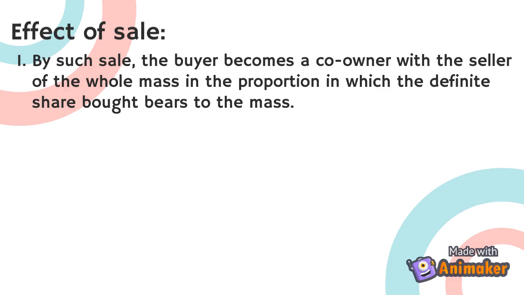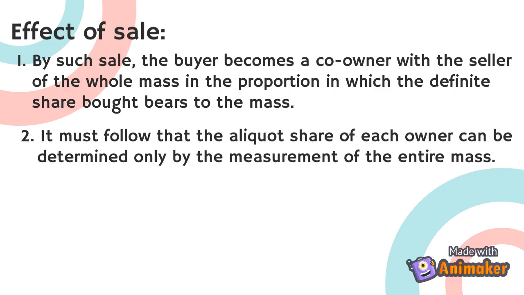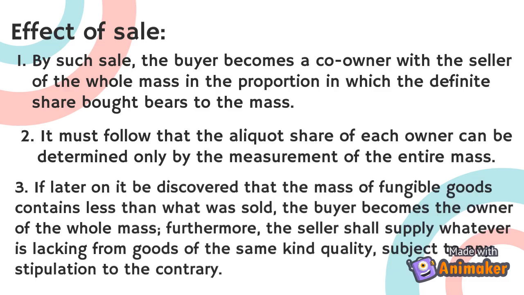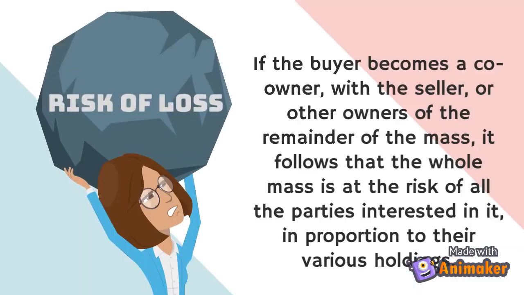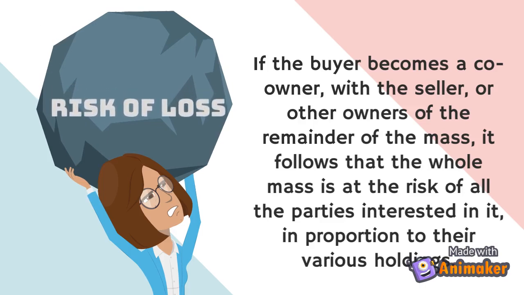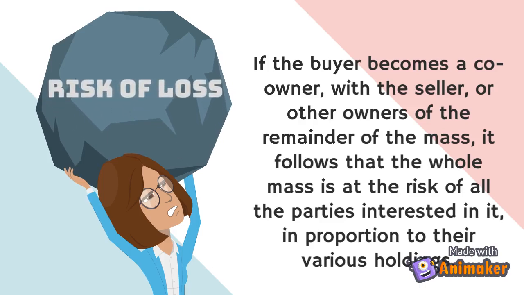It must follow that the aliquot share of each owner can be determined only by the measurement of the entire mass. If later on it be discovered that the mass of fungible goods contained less than what was sold, the buyer becomes the owner of the whole mass. Furthermore, the seller shall supply whatever is lacking from goods of the same kind and quality, subject to any stipulation to the contrary. Risk of loss. If the buyer becomes a co-owner with the seller or other owners that remain with the mass, it follows that the whole mass is at the risk of all the parties interested in it, in proportion to their various holdings.